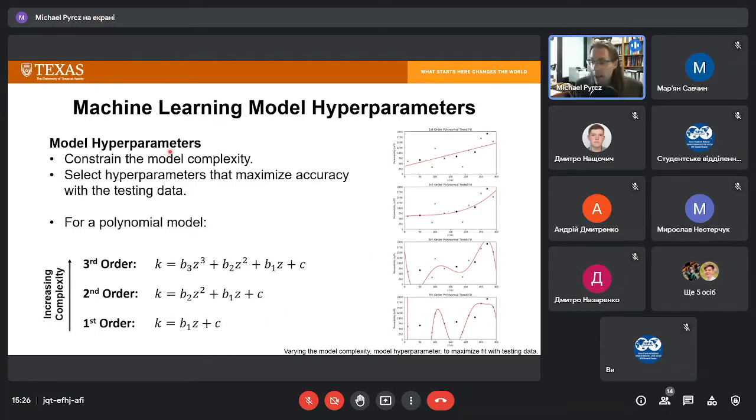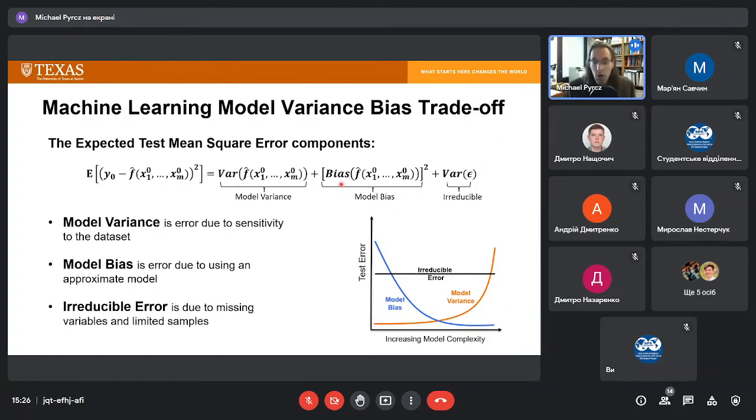The model hyperparameters are totally different. Model hyperparameters constrain the model complexity. The choice of polynomial order, third, second, first order linear model, that is a model hyperparameter. Okay, so this is the hyperparameters right here. And what we do is we use the testing data to tune the hyperparameter to get the right level of complexity for our problem. Okay, model parameters, hyperparameters, training, and testing, that's how we build our models.